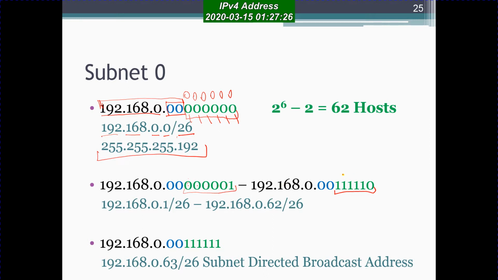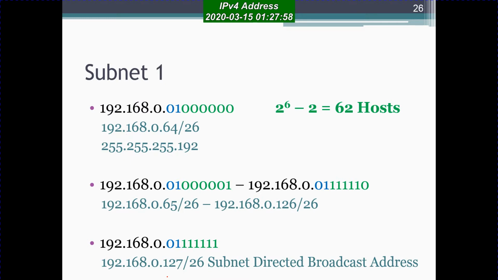Now what if we set all the bits in the host address field equal to 1? It becomes something like this, and this is our broadcast address for subnet 0. This is the subnet directed broadcast address for subnet 0, which means that if you want to send packets to all hosts in subnet 0, just send your packet to this destination IP address, 192.168.0.63. All computers in subnet 0 are going to receive it.